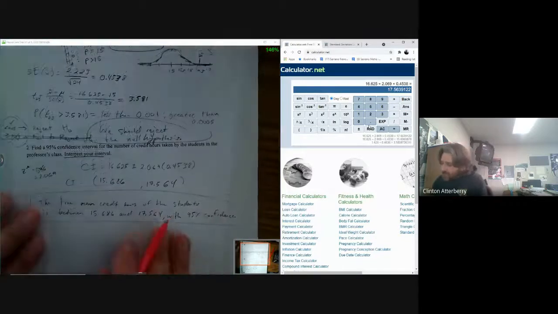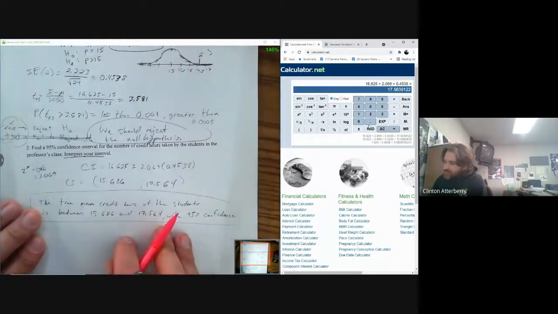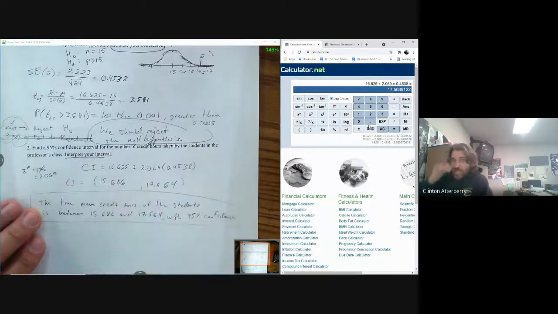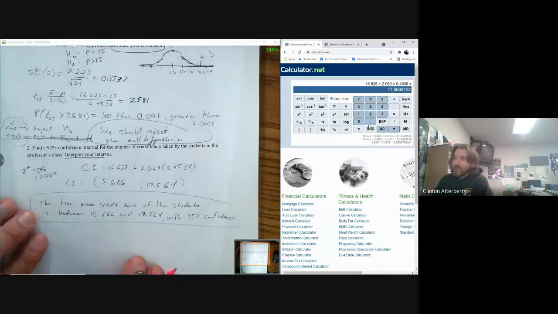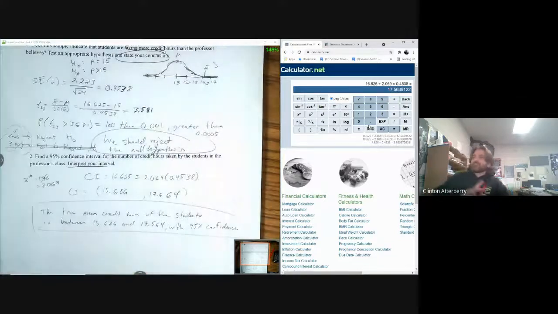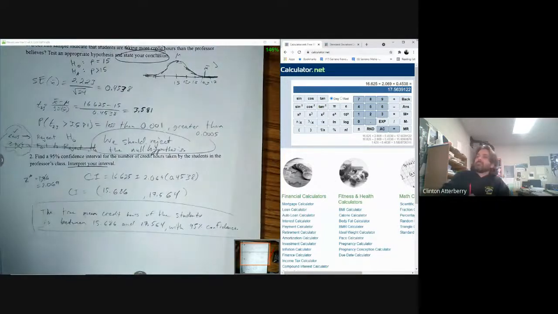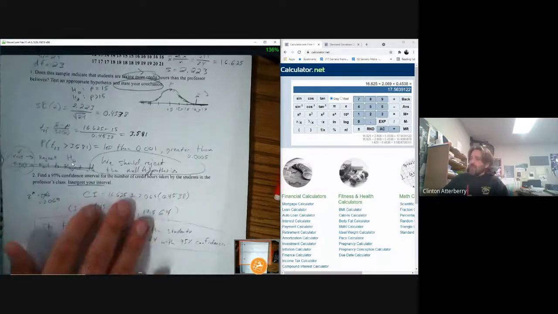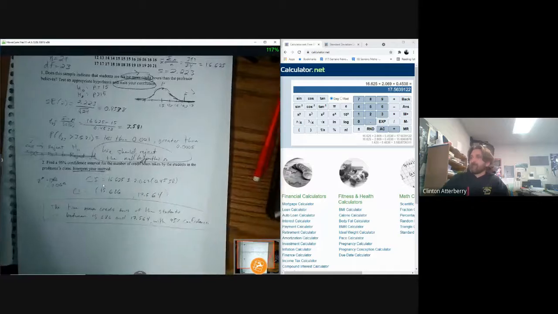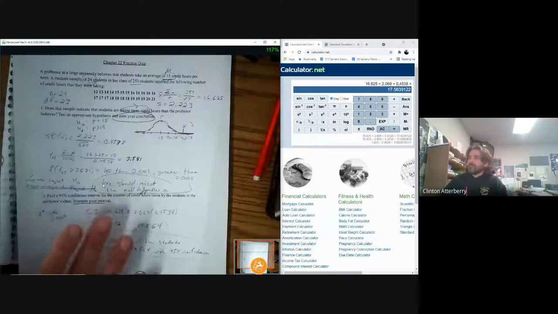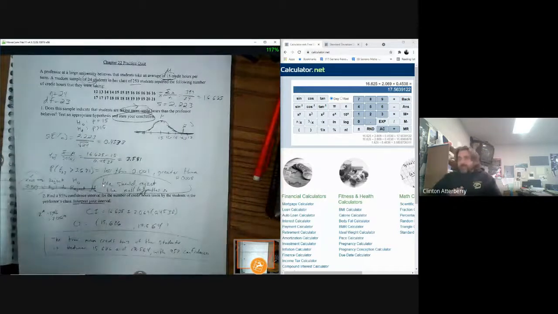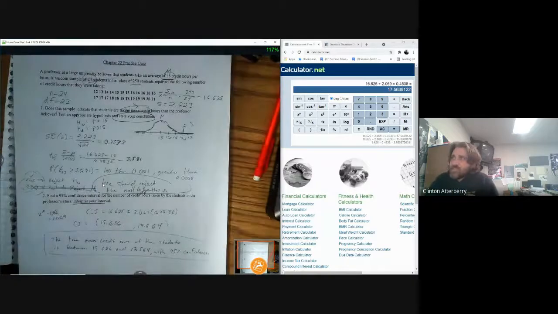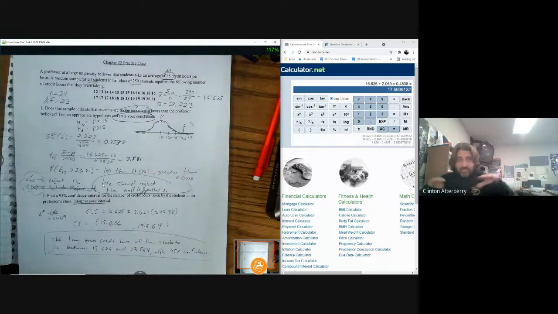Okay, so to review, let's just go from the top, do a quick talk down through the whole problem again. So for this first problem, a professor at a large university believes that the students take an average of 15 credit hours per term. That's our mu. That's like the perfect average we're looking for.